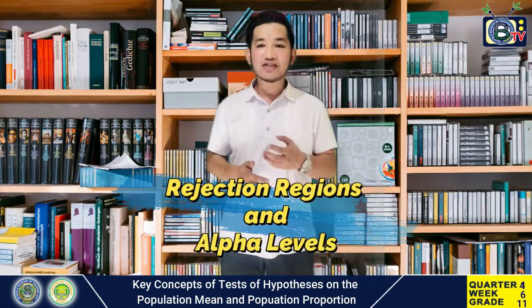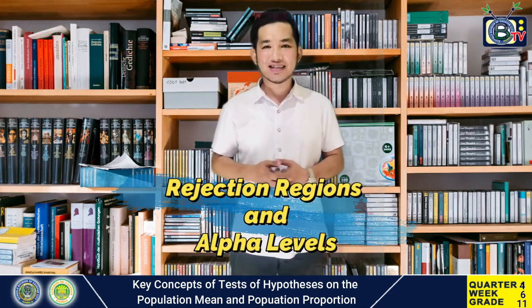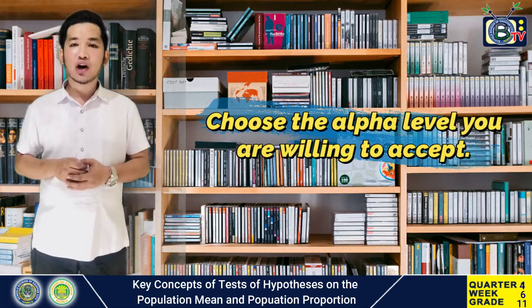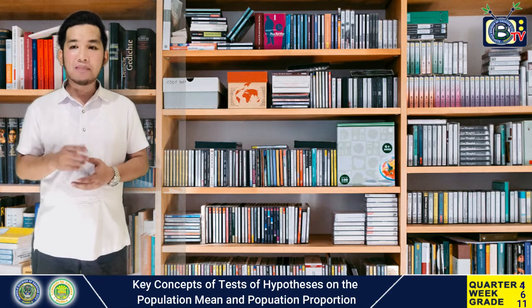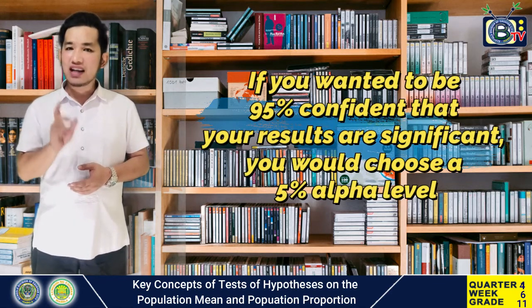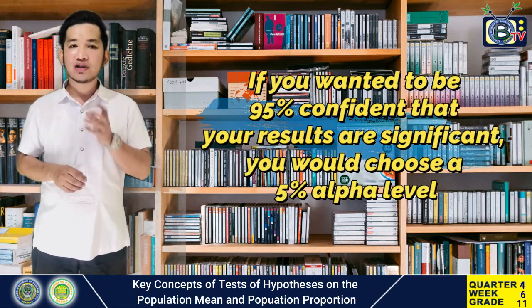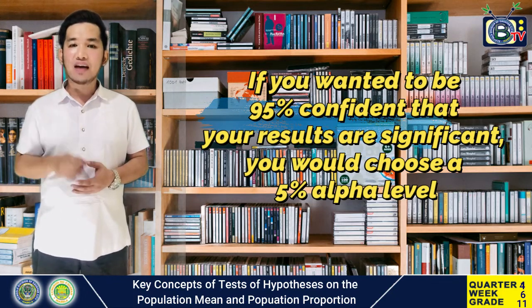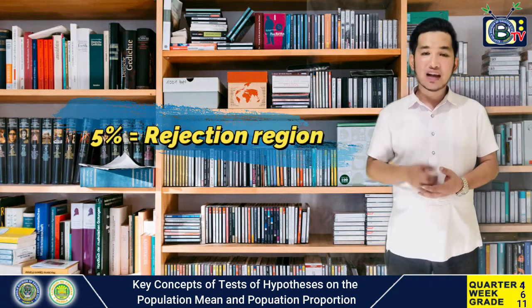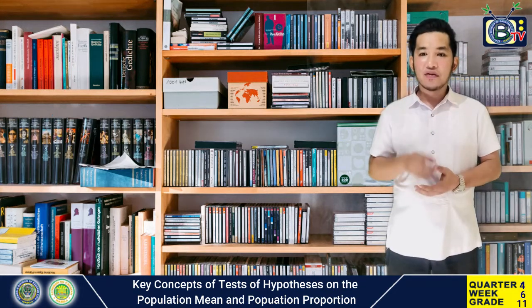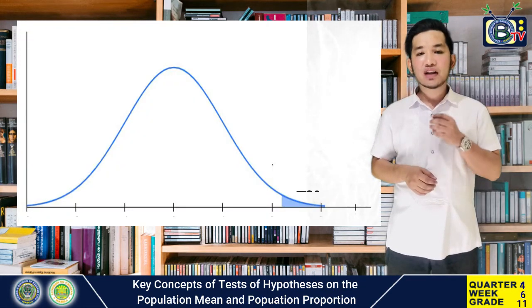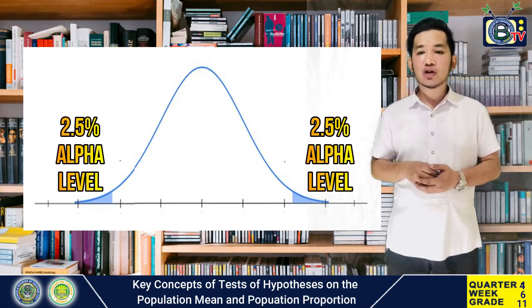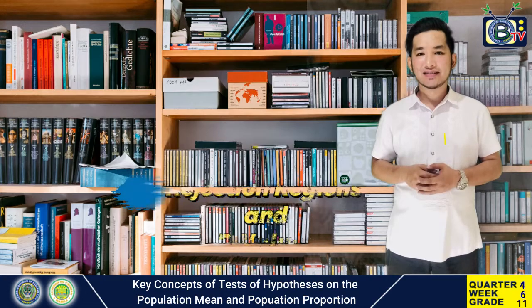Let us now know rejection regions and alpha levels. You, as a researcher, choose the alpha level you are willing to accept. For example, if you wanted to be 95% confident that your results are significant, you would choose a 5% alpha level. That 5% is the rejection region. For a one-tailed test, the 5% would be in one tail. For a two-tailed test, the rejection region would be in two tails.